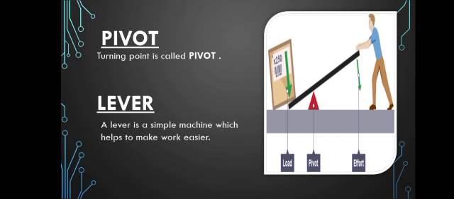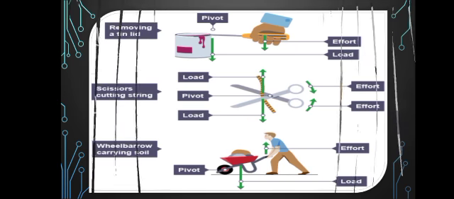Here it will help the load to be lifted up, and here is the effort made by this man. It is also in the downward direction. So in this way, what is a pivot? Pivot is basically the turning point. This diagram is showing the pivot, and now I am going to tell you about a lever. What is a lever? A lever is a simple machine which helps to make work easier.